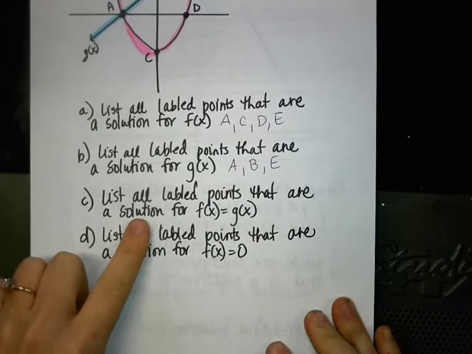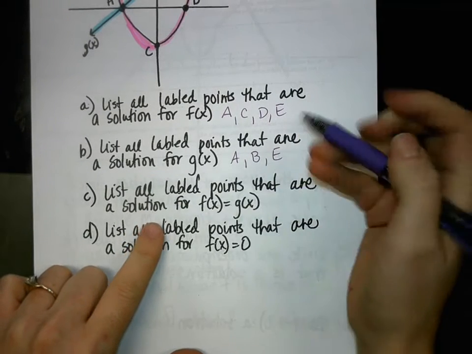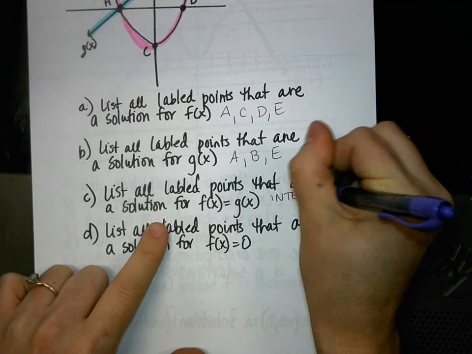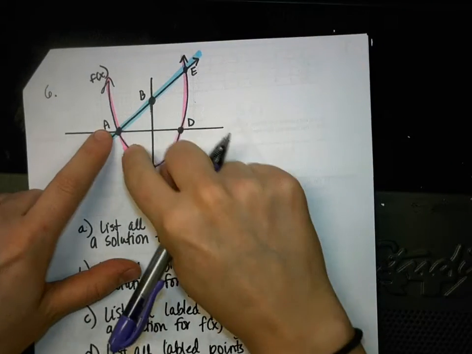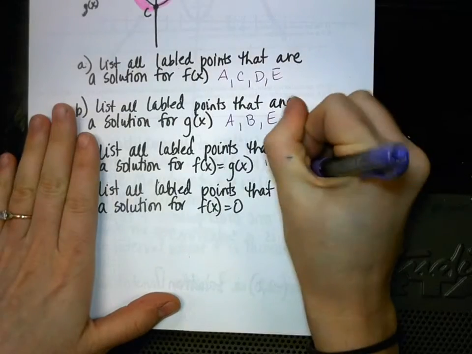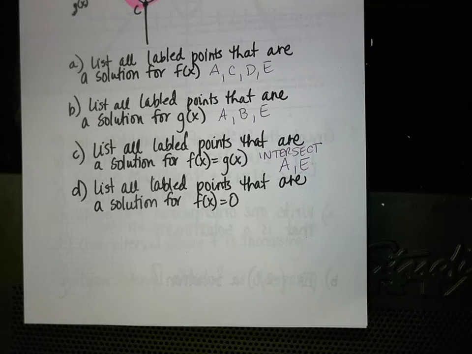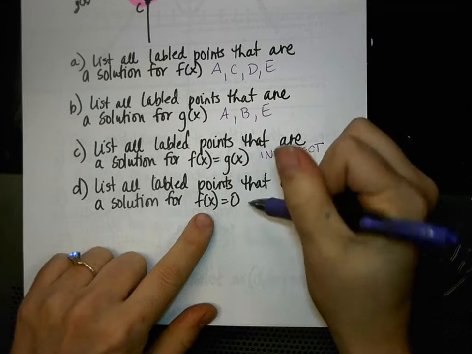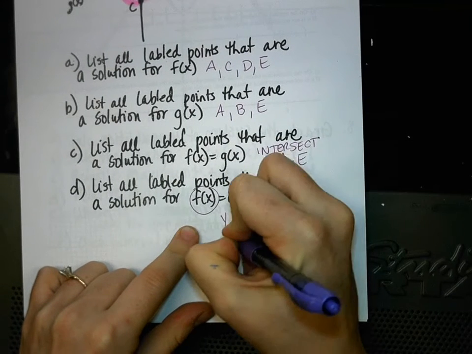List all labeled points that are a solution for f of x equals g of x. That means when they intersect, which are the points A and E. Part D, list all labeled points that are a solution for f of x equals 0. That means on my f function, my y value is going to be equal to 0.